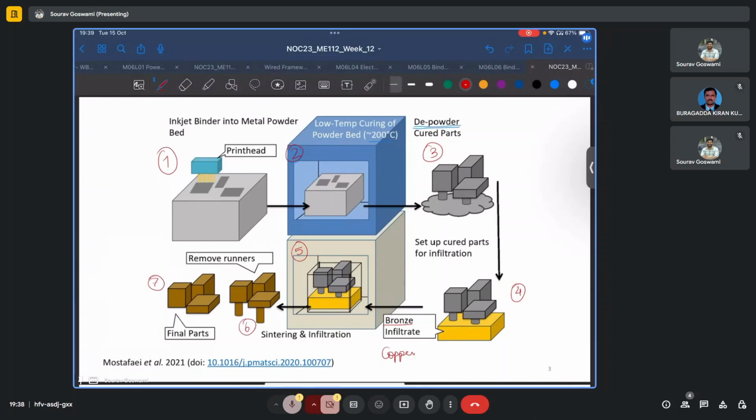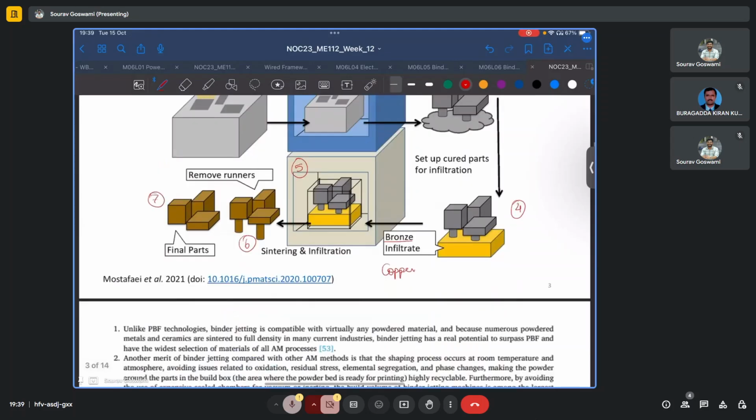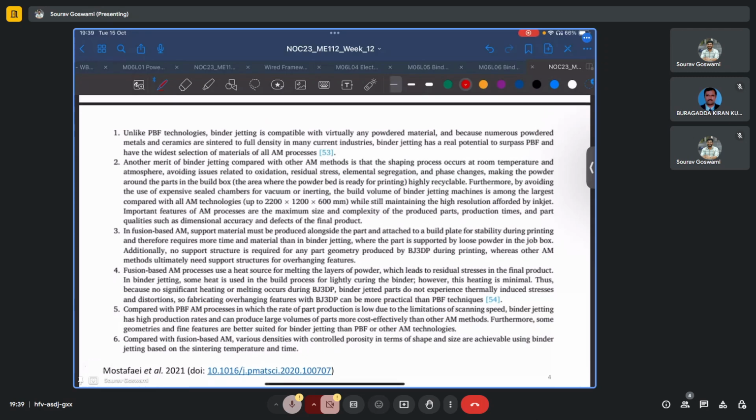As we can see, the final parts will in fact be a multi-material of the build material powder and this infiltrant material. And unlike PBF technologies, that is metal PBF, the binder jetting is compatible with virtually any powdered material. And because numerous powdered metals and ceramics are sintered to full density, binder jetting has a real potential to surpass PBF and have the widest selection of materials for all AM processes.